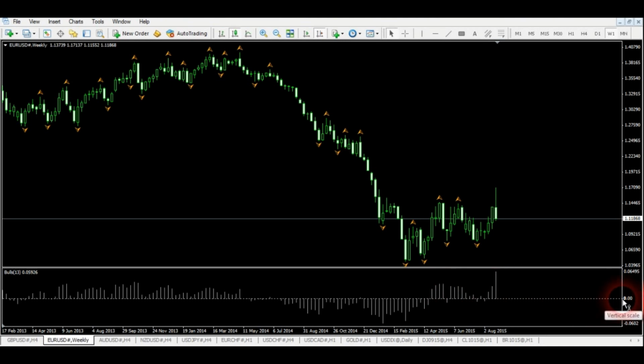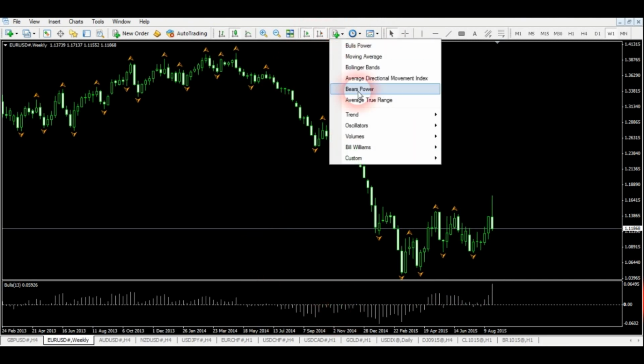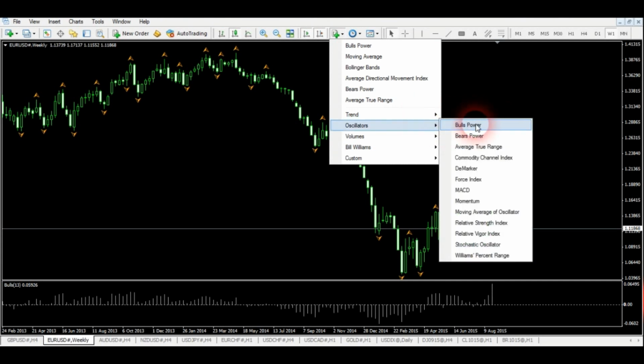Here, the bars are above my zero line. And if you see, the bars are not at the same level. It means that the chart is sideways, and maybe the chart goes down again. It's possible.